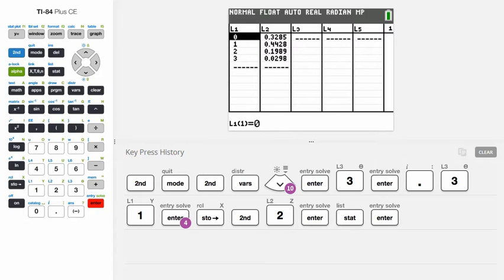The probability of 0 successes is 0.3285, 1 success, 0.4428, 2 successes, 0.1989, 3 successes, 0.0298. I can arrow over to see the number if I need to round it to more decimal places.